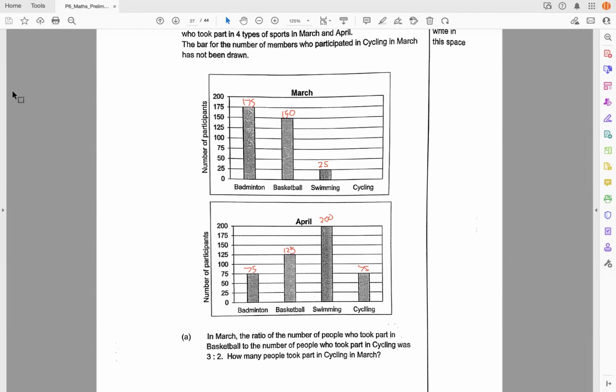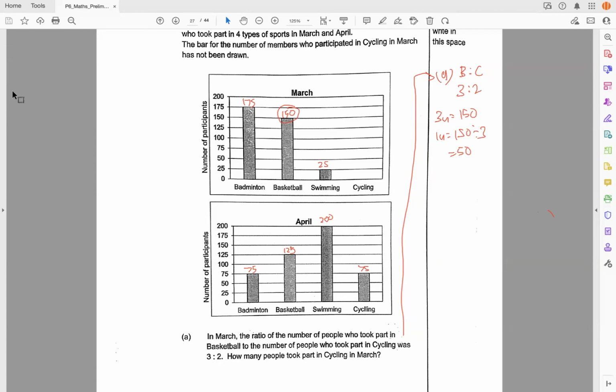Question, let's do A here. So in March, the ratio of the number of people who took part in basketball to the number of people who took part in cycling was 3:2. So basketball to cycling is 3:2. So that's March. If I look at the table, this is basketball. 3 units is equal to 150. So find 1 unit: 150 divided by 3, you get 15.